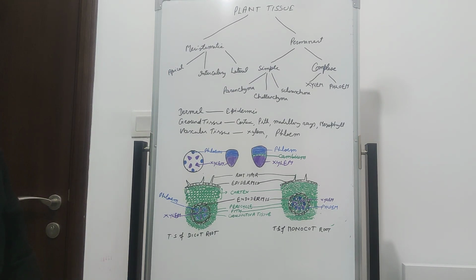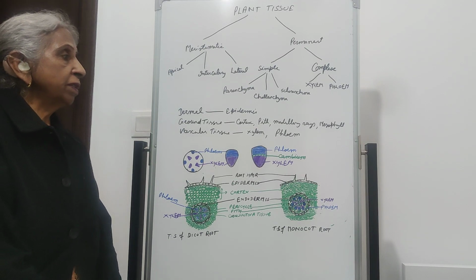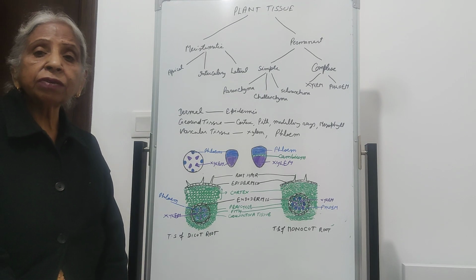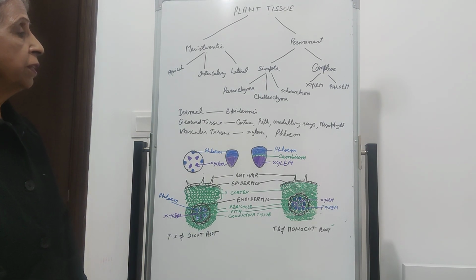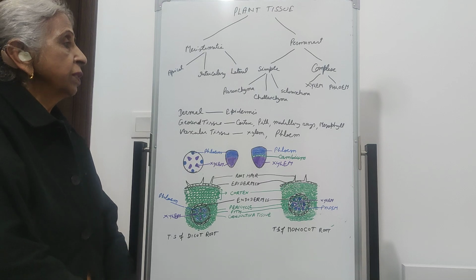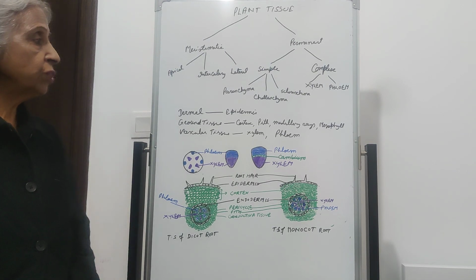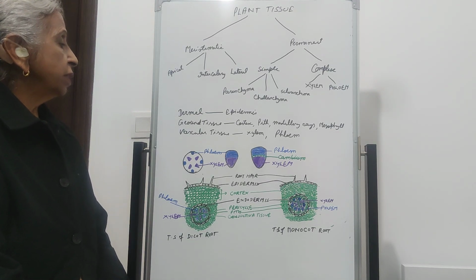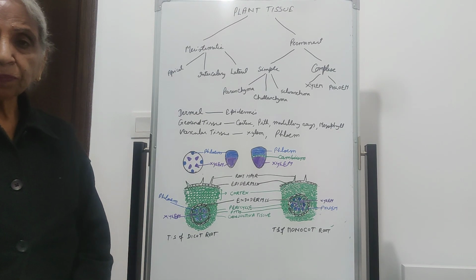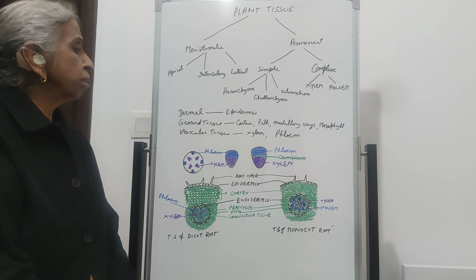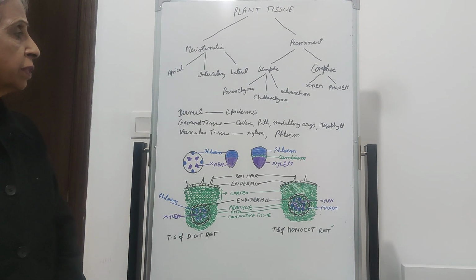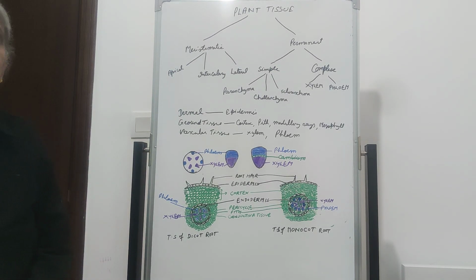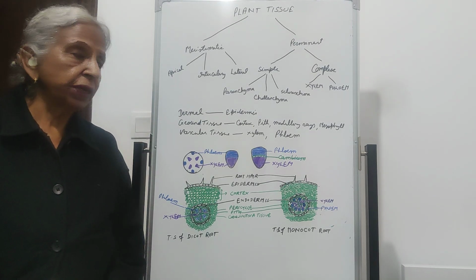So in parenchyma, the cells are oval, hexagonal, round. They have intercellular spaces in between them, a large vacuole, and their walls are thin. They are formed of cellulose. These parenchymatous cells form the epidermis and ground tissue of the plant. They also form the pith and medullary rays. All these are formed of the parenchyma cells. The function of parenchyma cells is storage and secretory. They store the food grain.